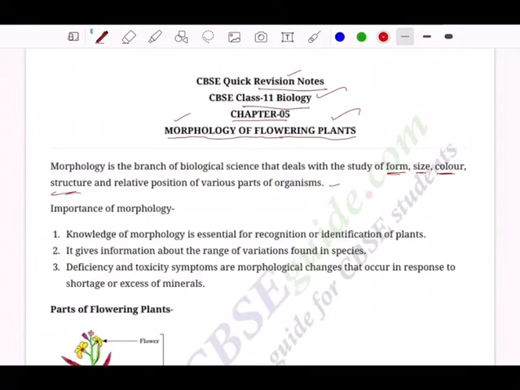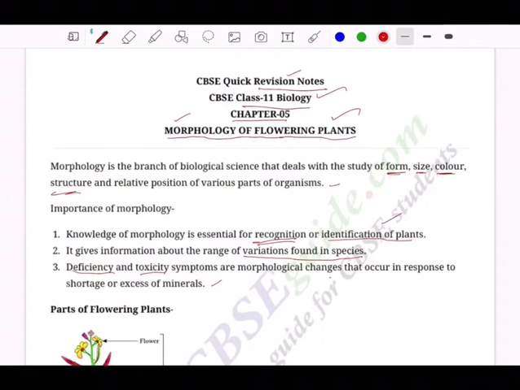Importance of morphology. Knowledge of morphology is essential for recognition. You should identify which plant that is, and then identify groups of plants so that we can classify them. It gives information about the range of variations found in species. What are the variations that are there in a given species? Deficiency and toxicity symptoms are morphological changes that occur in response to shortage or excess of minerals.